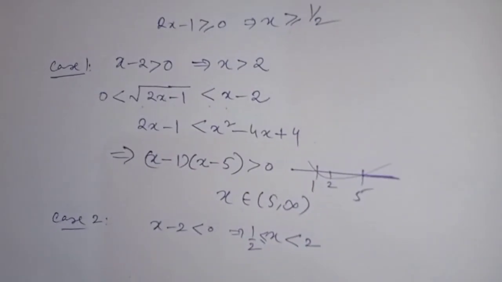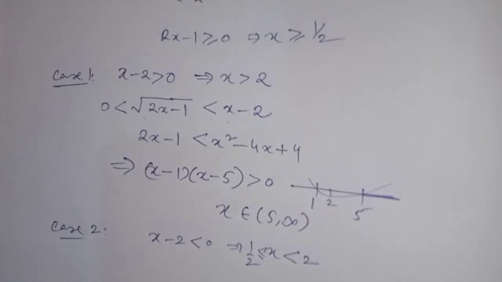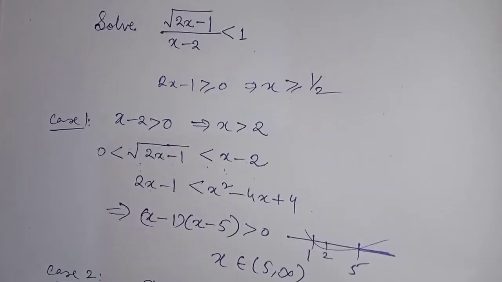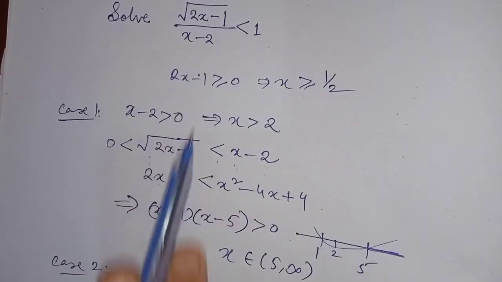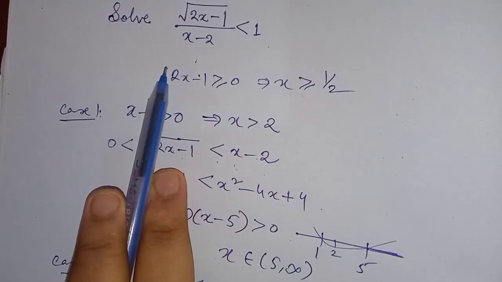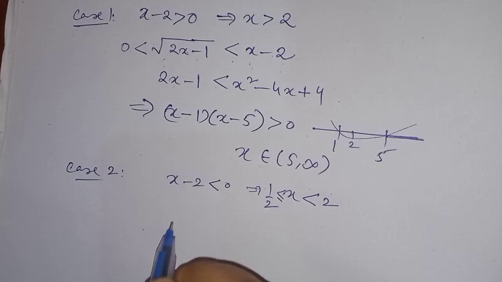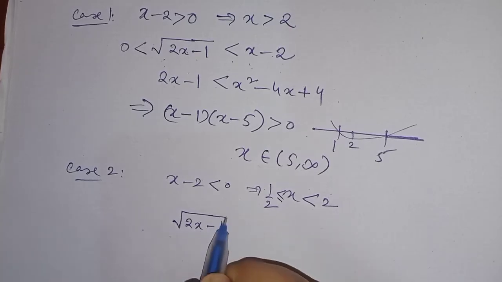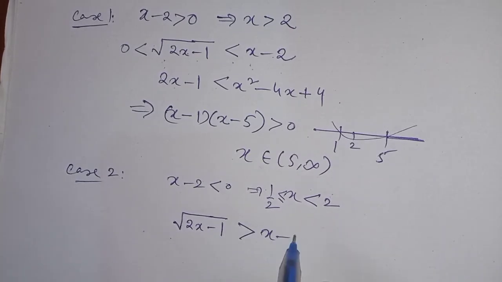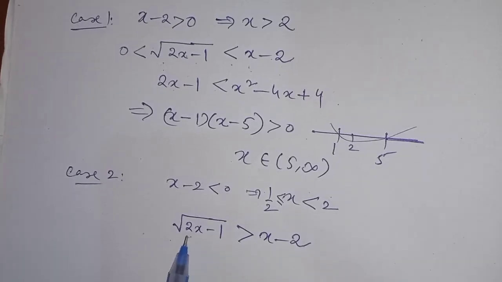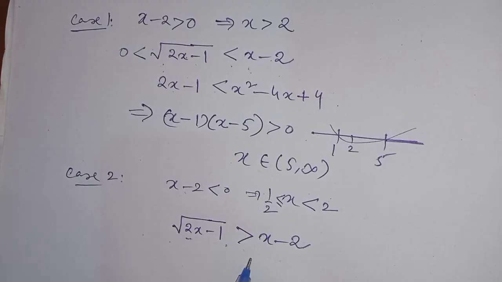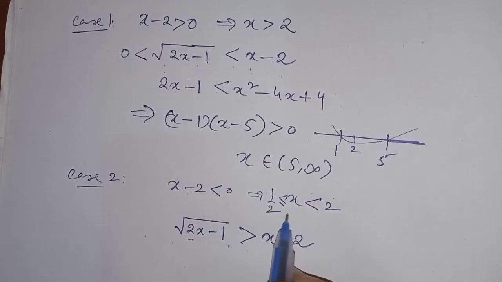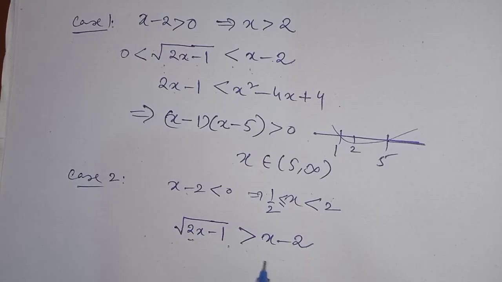Now see, when x minus 2 is less than 0, if I notice very closely, in this expression I can cross multiply, but I have to change the sign of the inequality. So cross multiplying, keeping in mind that the sign of the inequality will change, I will get this expression. Now see that this is positive and this is negative in this case. So a positive number is always greater than a negative number, so all the x lying in this interval will satisfy this inequality.